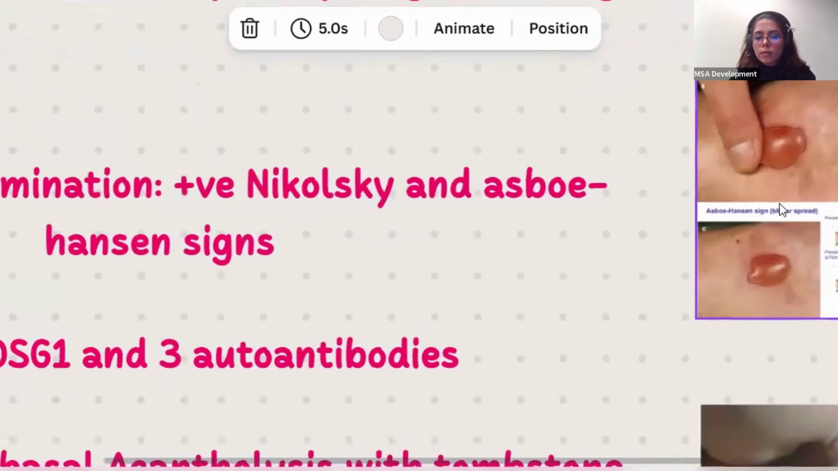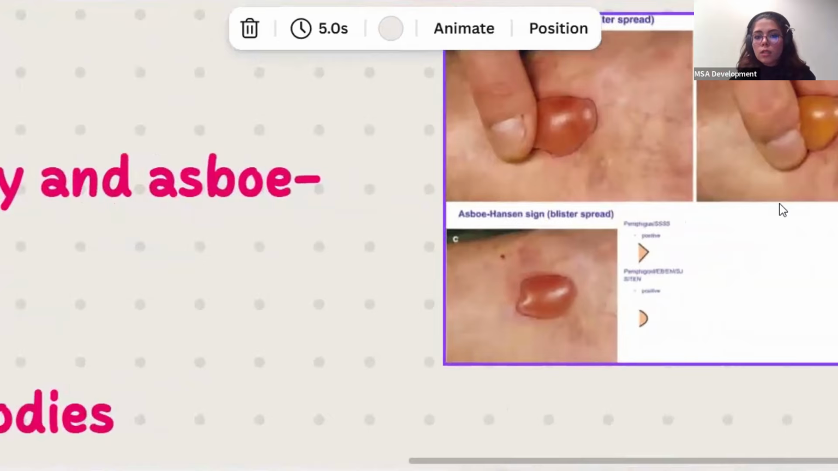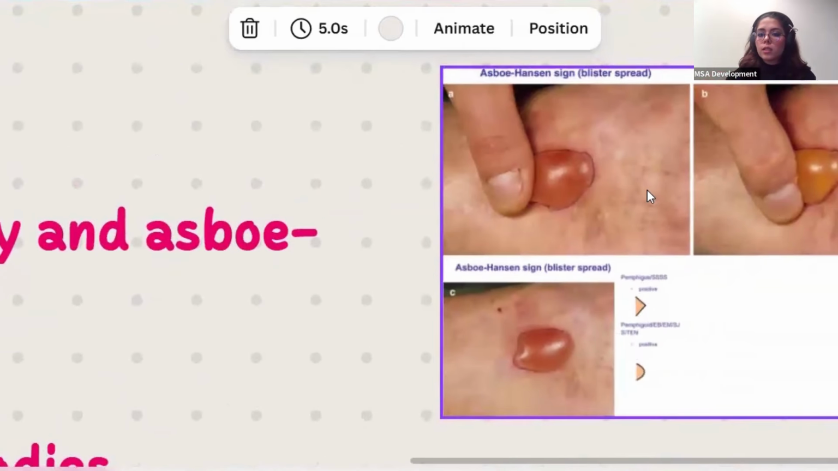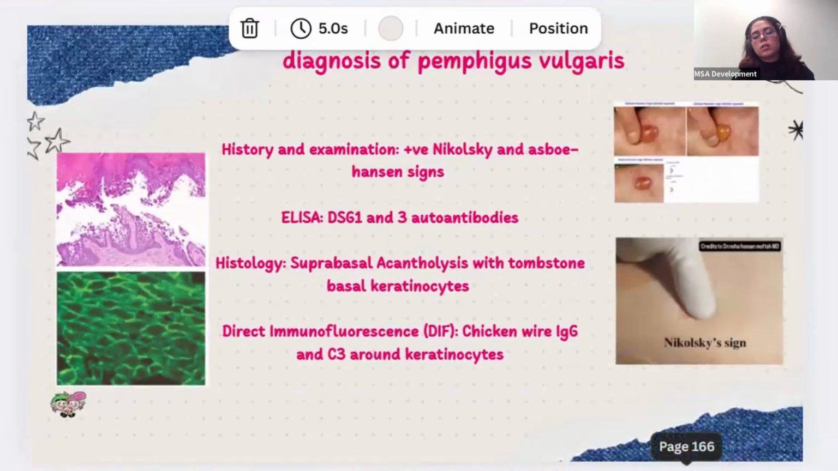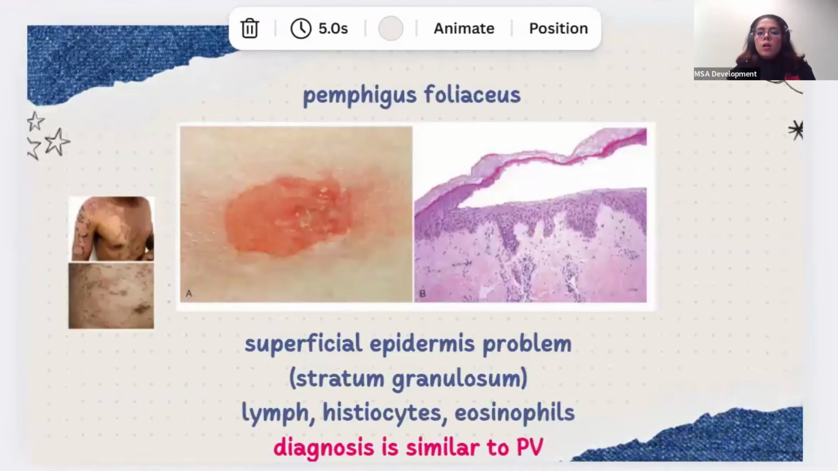Asboe-Hansen sign, if I remember correctly, is that when you touch a blister, it spreads. Let's say you have a piece of Play-Doh and there's a sheet of plastic on top. If I press that sheet of plastic, the Play-Doh will move and spread. The reason is the defective DSG1 and DSG3.